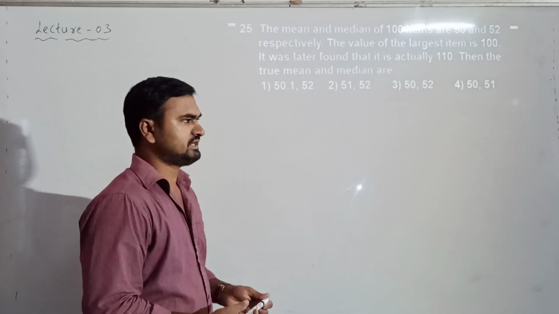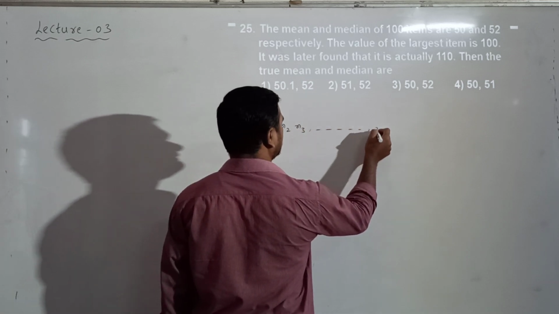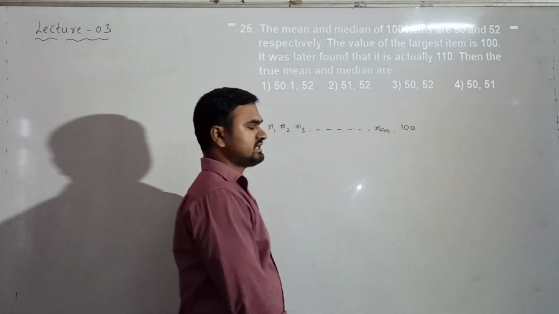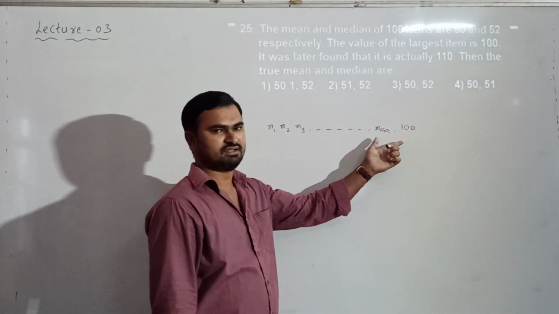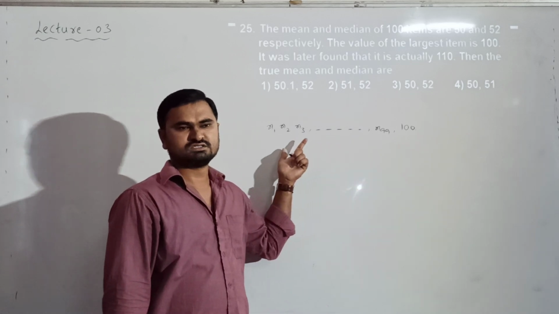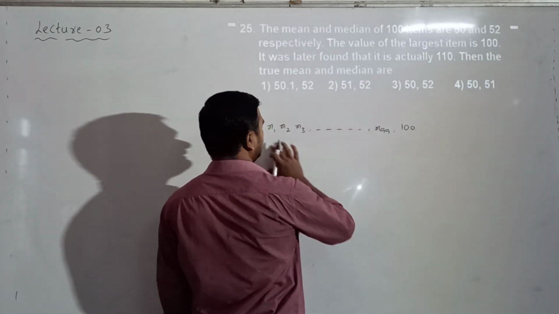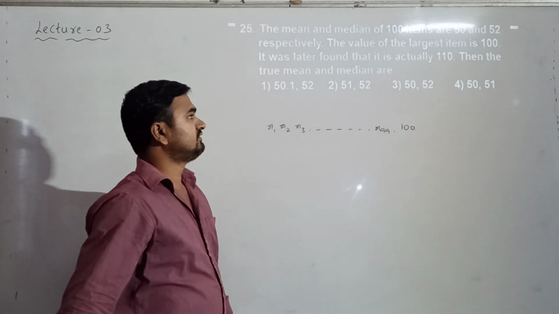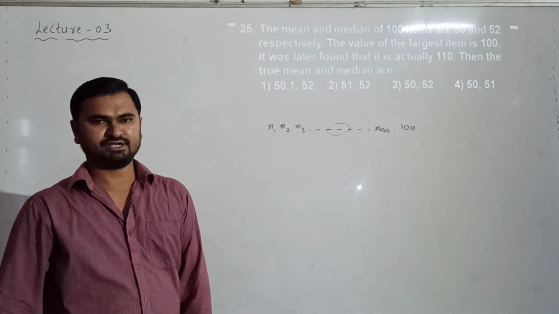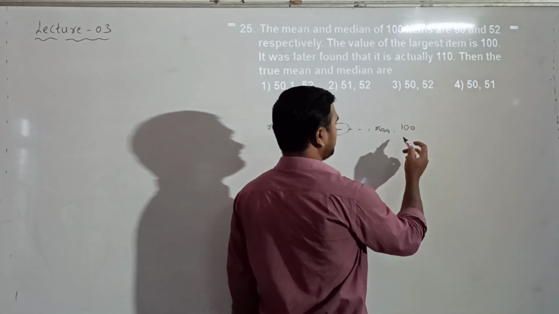Now we can see that we arrange the observations like x1, x2, x3 up to x99, and we are given 100 items. So the largest item is 100, so the last item we take as 100. Suppose we arrange these observations in ascending order. In these 100 observations, the mean is given as 50 and the median is 52, the middle term. Now later we find that actually the largest item is 110.